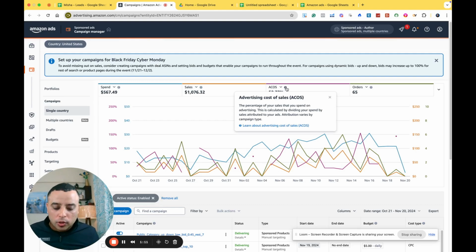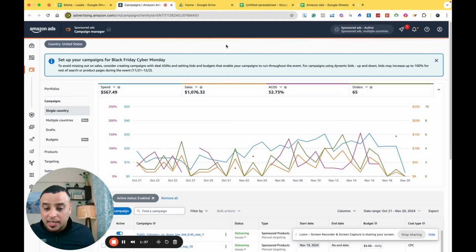Say I have sold a product of $100 and my ACOS is 10%. Which means I have spent $10 in advertising to sell a product of $100. That's exactly what it means. And the way you calculate it is you divide spend by sales and multiply by 100. So that's a very easy definition of what ACOS is.